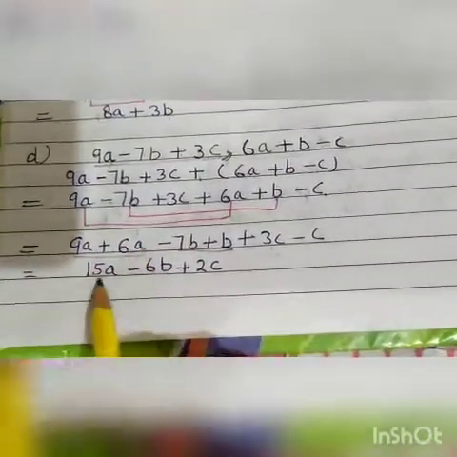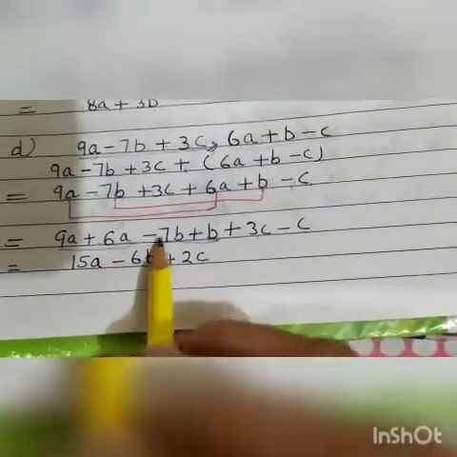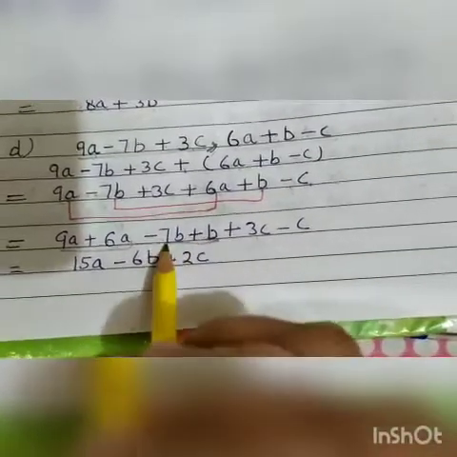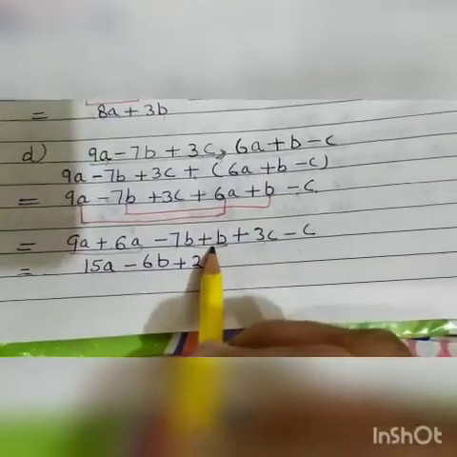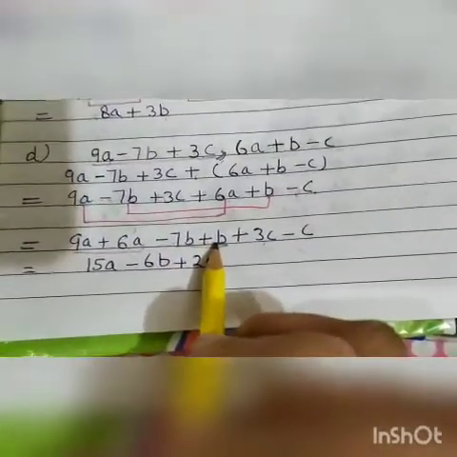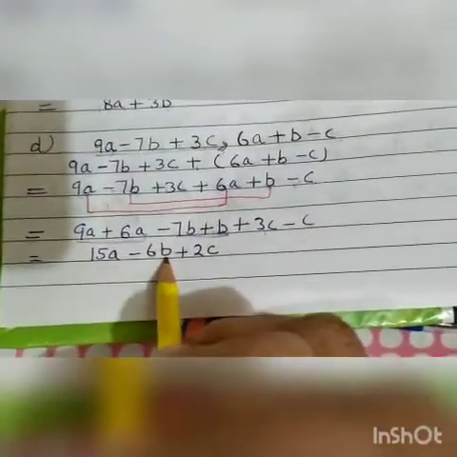9a plus 6a, 15a. Minus 7b plus b, again these two terms are with opposite sign. So we will subtract the smaller one from the greater one. When we subtract, this b will be considered as 1b. So subtract this 1 from this 7. We get 6. And what is the sign of the greater term? It is minus. So we will write minus 6b.